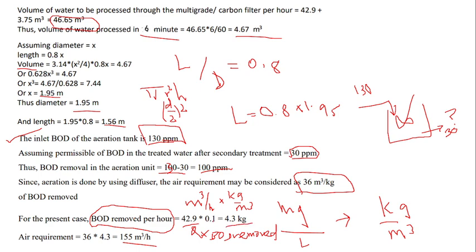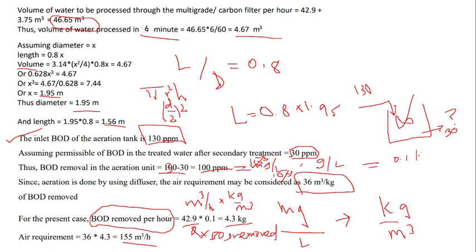How is this 0.1 coming? 130 minus 30 is 100 ppm. It is a unit conversion here. So it is 100 ppm. 100 ppm is equal to mg per liter. So liter is converted to meter cube, so again here 10 power minus 3 will be there. And here milligram is 10 power minus 3 grams. So 10 power minus 3 and 10 power minus 3 will get cancelled. So it is equal to gram per liter. So here it is 100 ppm, 100 gram per meter cube, divided by 1000. So you will obtain 0.1.